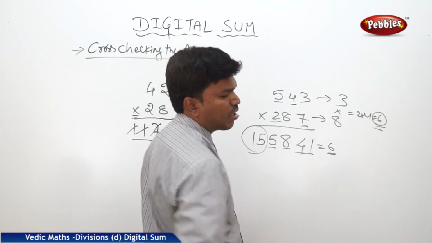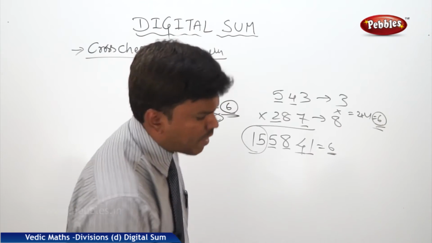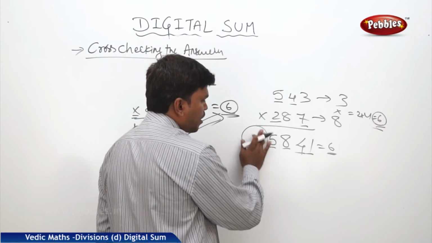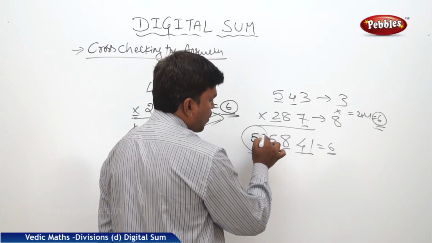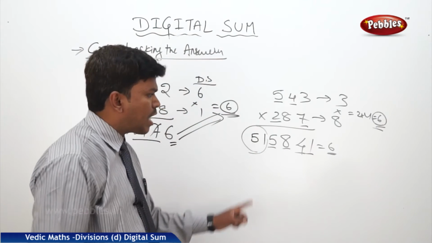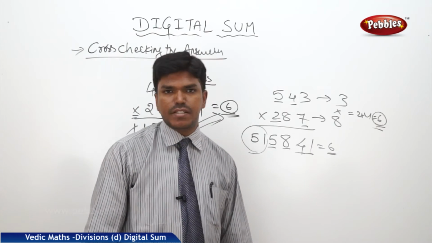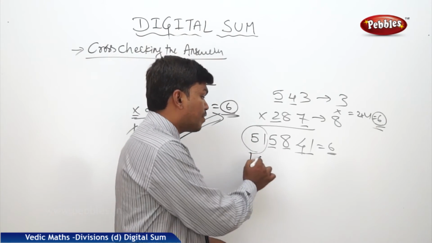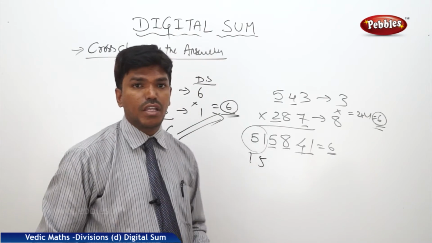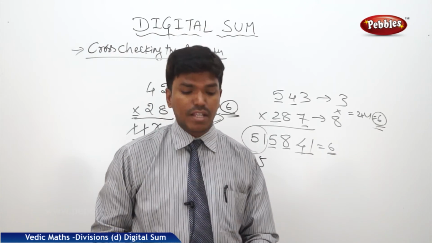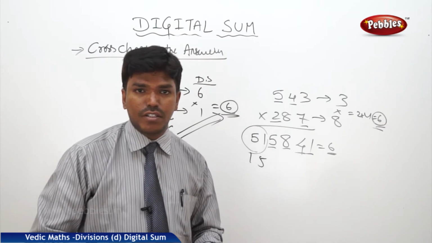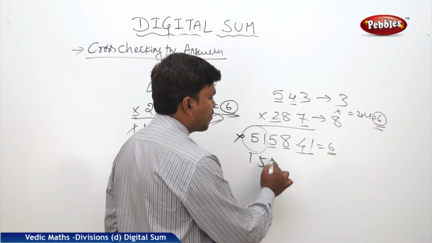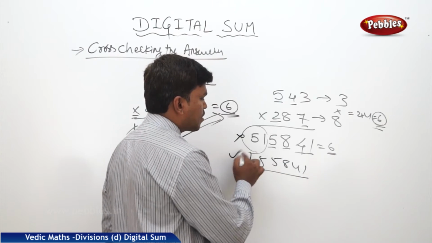Yes, it is matching. But you tell me one example. Suppose if I put here like this, 5 and 1, even then I am getting the same digital sum. Yes or no? Yes, 5 plus 1 is 6, but before the answer was 15. Now this is 51, even though the digital sum is matching. But is it the right answer? No, it is a wrong answer. What is the right answer? 155841. This is the right answer.